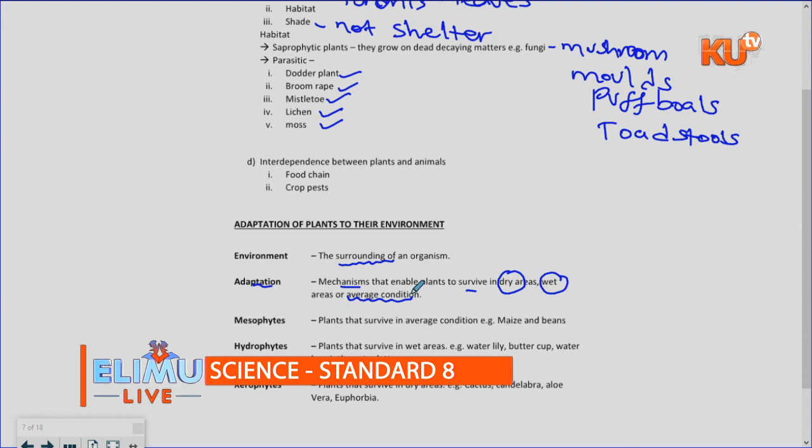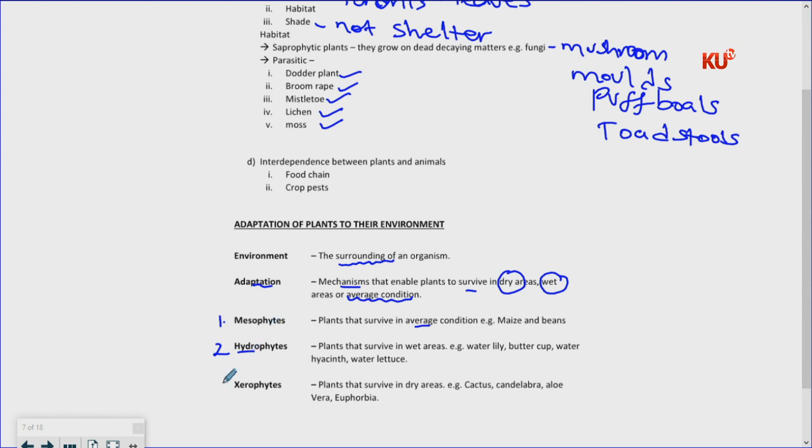Under that, I said we have three categories. The first category is called mesophytes. What are mesophytes? Plants that survive in average conditions. Average is the word. Examples are maize and beans. We look at hydrophytes, from the word hydro, which means water. These are plants that can survive in wet areas, for example water lily, buttercup, water hyacinth, and water lettuce. The third category is xerophytes, plants that survive in dry areas. Dry areas is the word here, wet areas for the other. Examples of xerophytes include cactus, candelabra, aloe vera, and euphorbia.